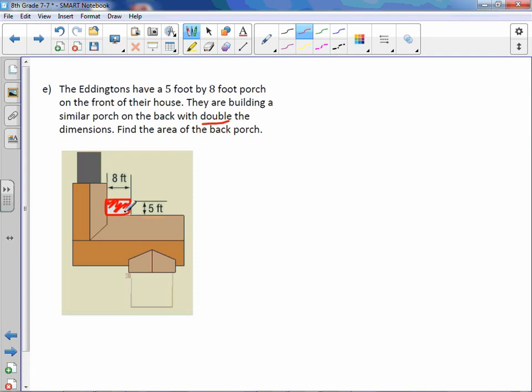And the dimensions are 8 by 5. So the first thing we need to do is find the area of that porch. It is a rectangle, and area is base times height. So it's 8 times 5, which is 40 square feet.